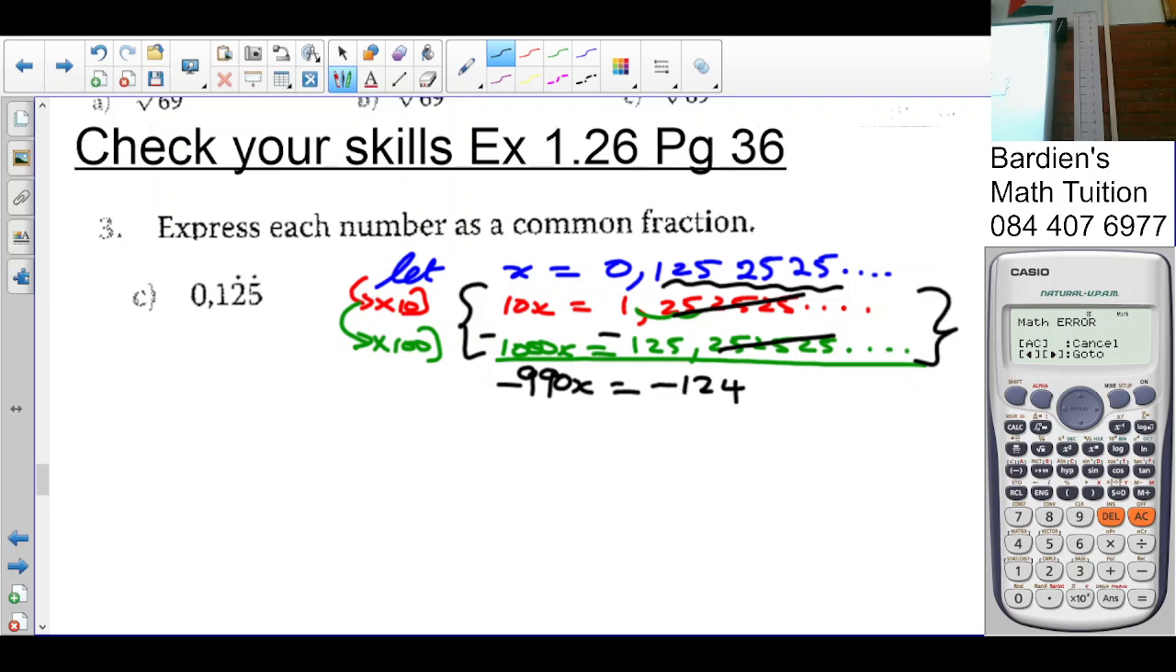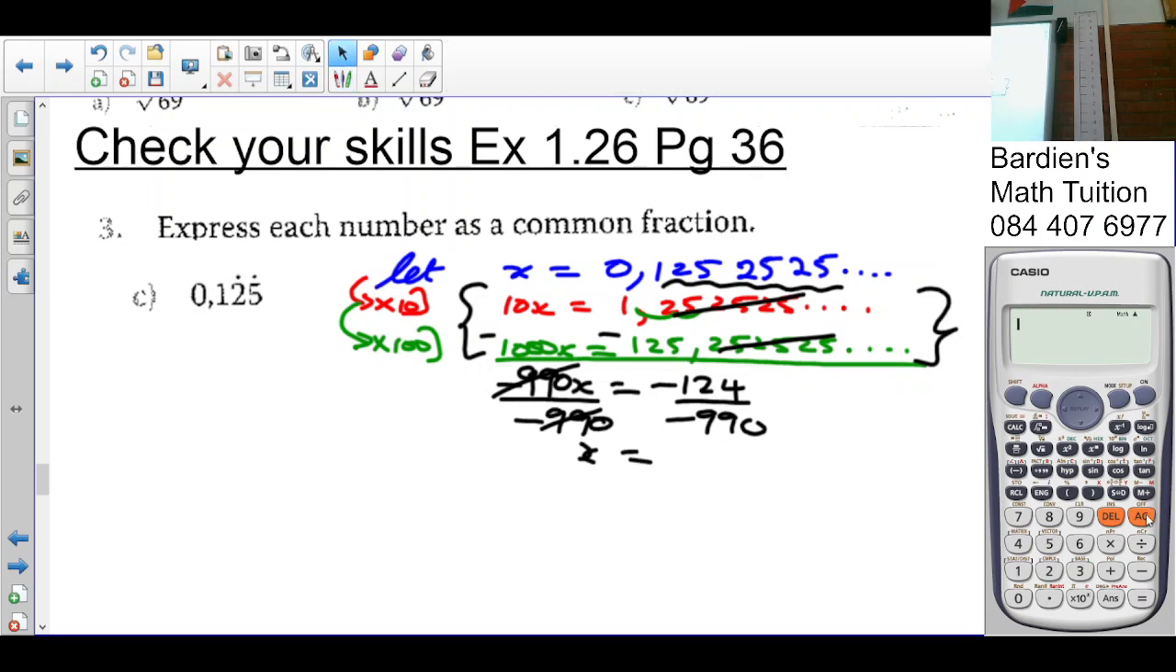So what do I do now? Divide both sides by negative 990. So that cancels, and x is equal to, you put in your calculator, negative 124 over negative 990, which gives you 62 over 495. But what do we do here?